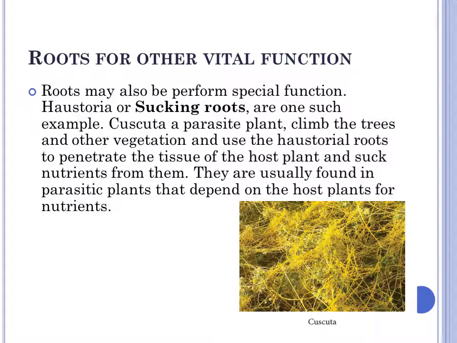Roots for other vital functions. Roots may also perform specific functions. Haustoria or sucking roots are one example. Cuscuta, a parasitic plant, climbs the trees and other vegetation and uses the haustorial roots to penetrate the tissue of the host plant and suck nutrients from them. They are usually found in parasitic plants that depend on the host plants for nutrients.